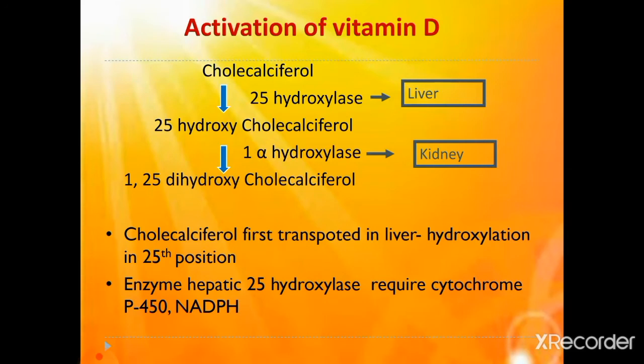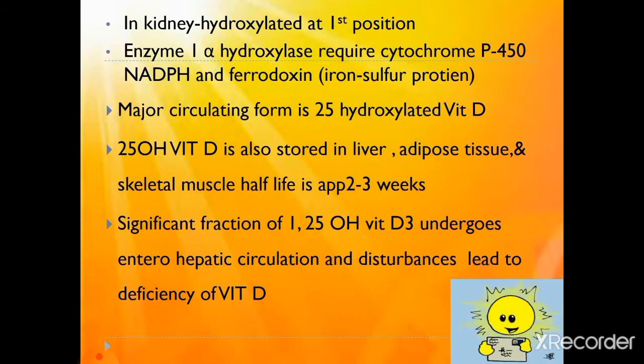Cholecalciferol is first transported to the liver, and hydroxylation takes place at the 25th position. The enzyme hepatic 25-hydroxylase requires cytochrome P450 and NADPH as coenzymes. In the kidney, it is hydroxylated at the first position. The enzyme 1-alpha-hydroxylase is required, and it requires cytochrome P450, NADPH and ferredoxin. Ferredoxin is an iron-sulfur protein.